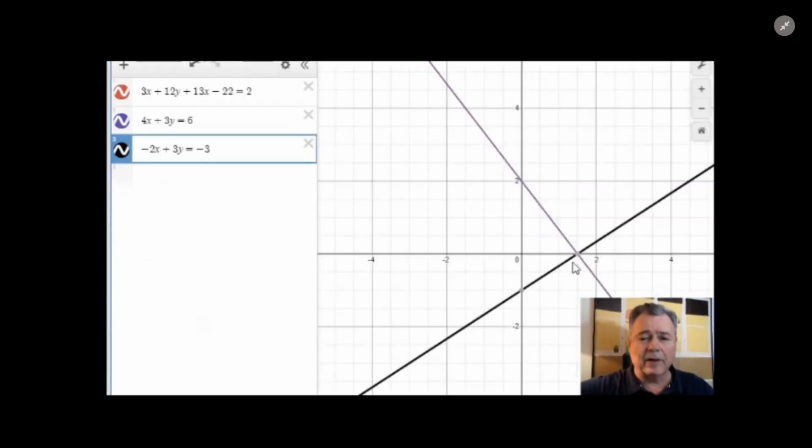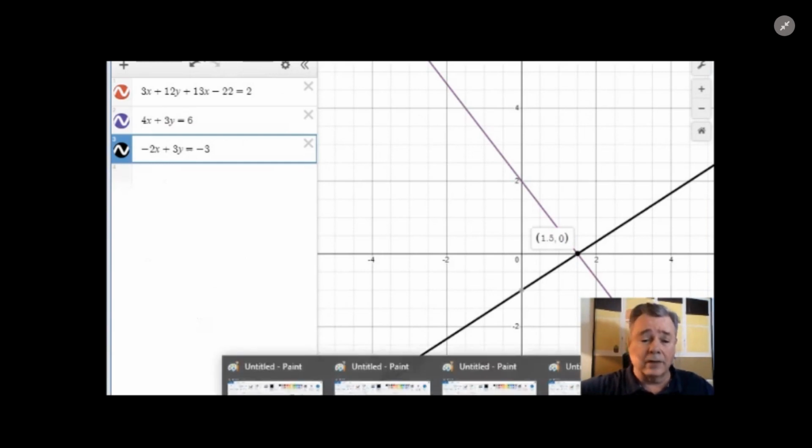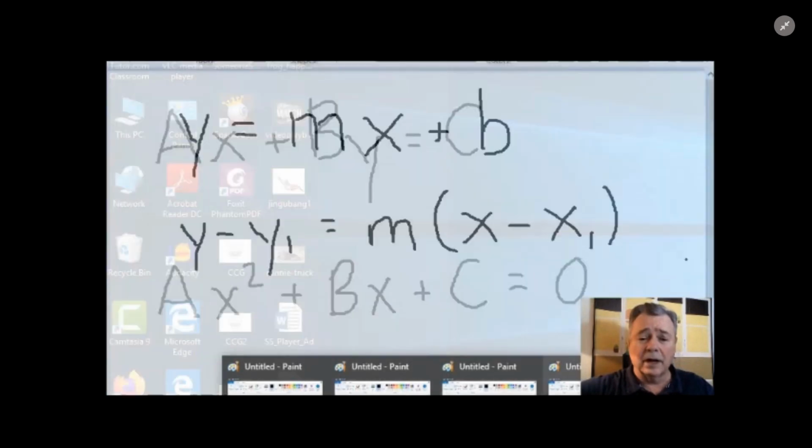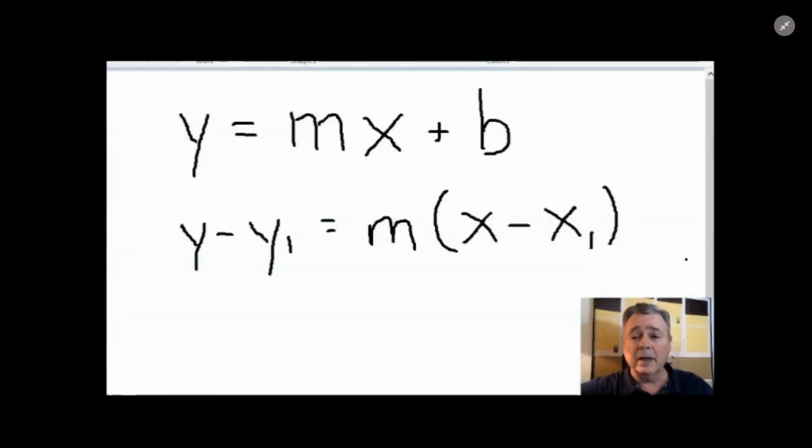Let's look at the graph here. Yes, 1.5, 0 is the point of intersection. Now, in order to solve other problems, you're going to use other forms of the linear function. We have the slope-intercept form, y equals mx plus b. And we have the point-slope form, y minus y1 equals m times x minus x1.